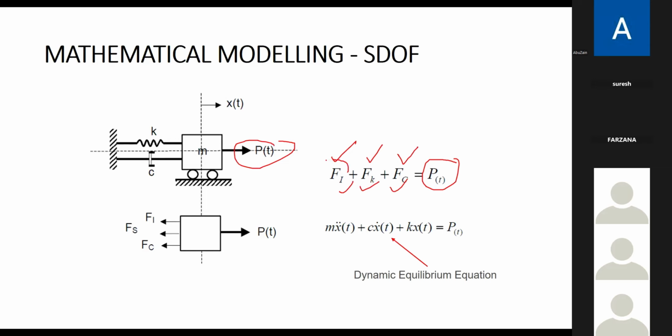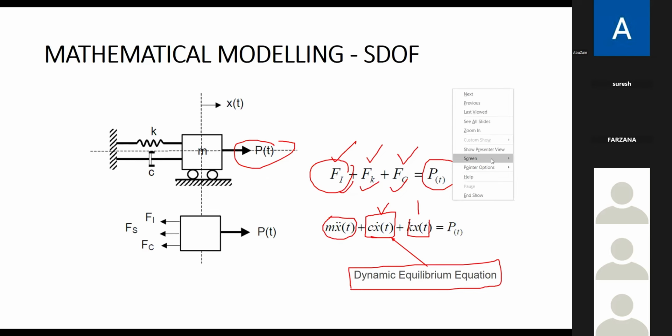What is this inertia force? We call it mass into acceleration. My acceleration is changing with respect to time, so t is coming. So this is my inertia force. This is my damping force, C into velocity. And K into x, K into delta, this is my stiffness force, which is equal to P of t. What is the beauty of this equation? This equation is called the dynamic equilibrium equation.